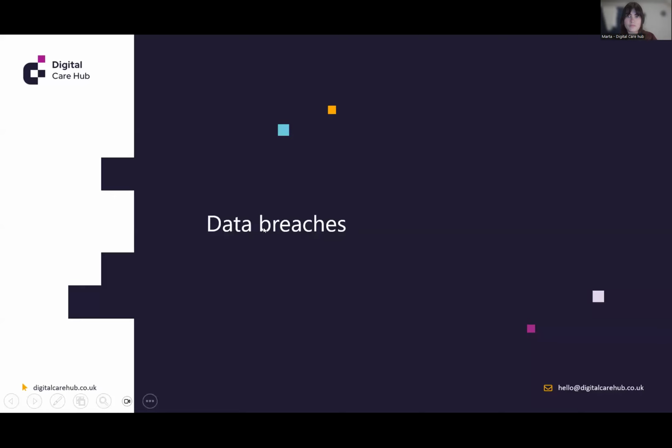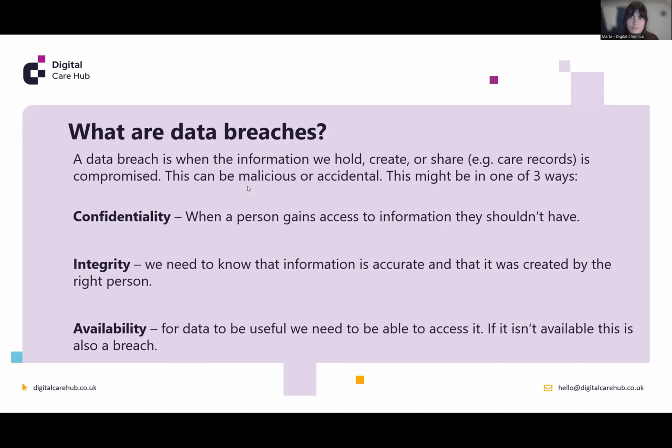Leading on from that, what we're going to look at in quite a bit of depth today is data breaches. So what are data breaches? Broadly, a data breach is where information that we hold, create, or share is compromised. It could be an accident, it could be done maliciously, and it covers three main different ways. First, a breach of confidentiality, where somebody gains access to information that they shouldn't have. Again, that can be on paper, that can be via the computer.